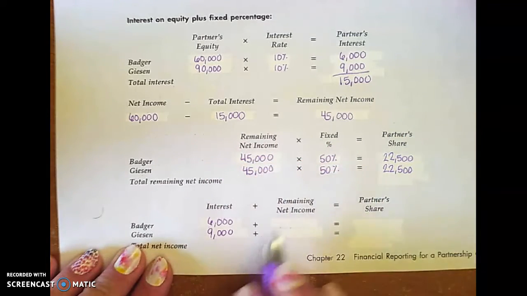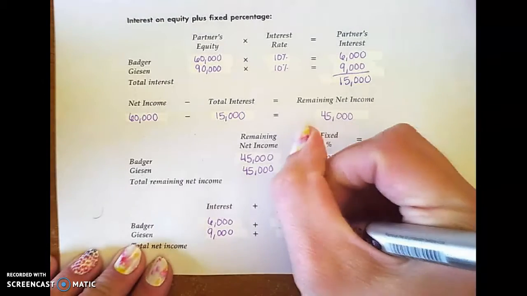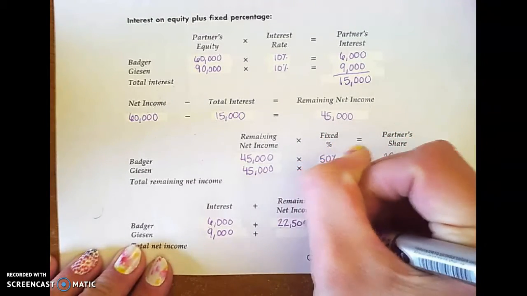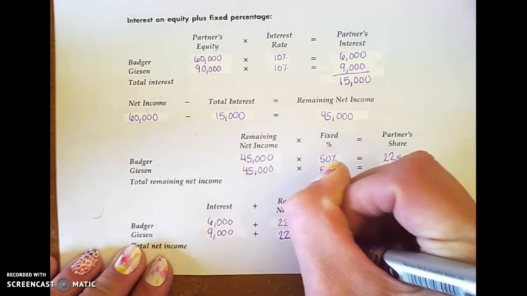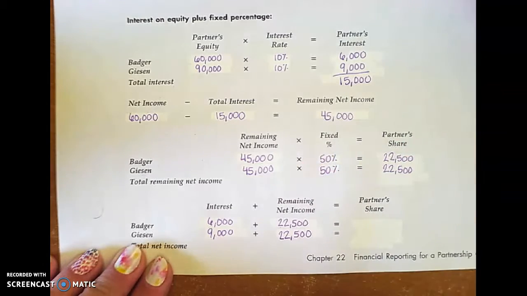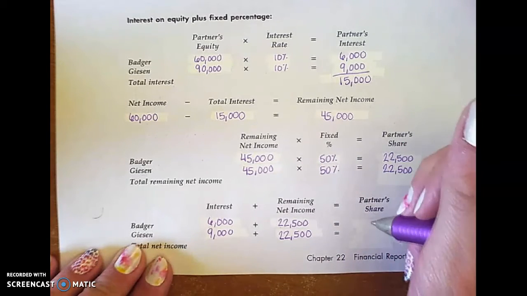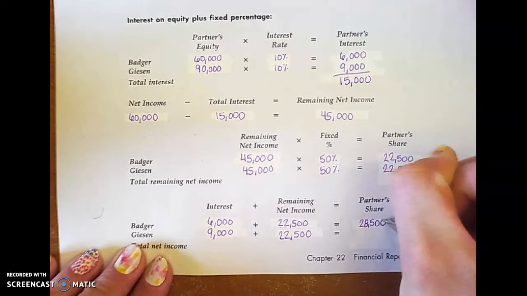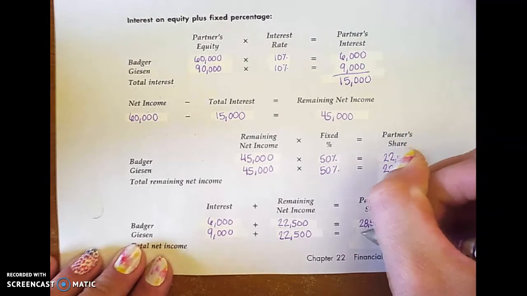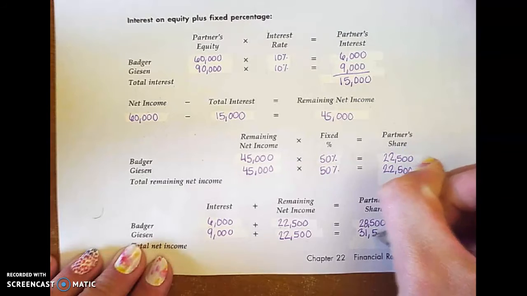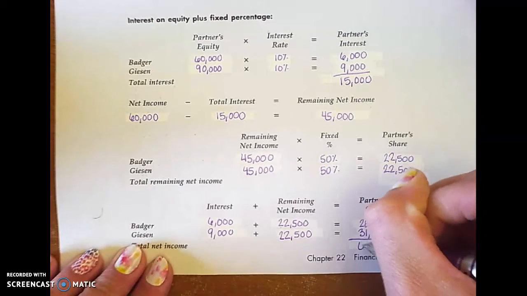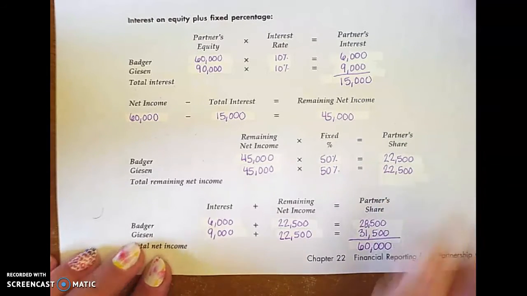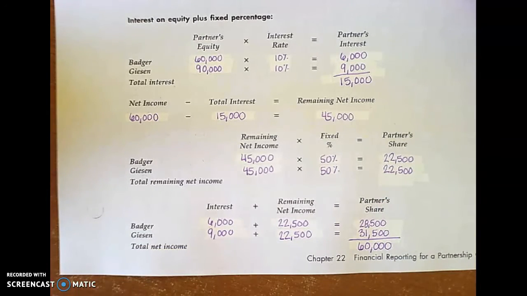And we will add the remaining net income we just calculated, which was 22,500. And that will give us our partner's share if we add those together. So Badger will receive 28,500 and Geeson will receive 31,500, and that will equal the total $60,000 for our net income. So just another way to go about this.